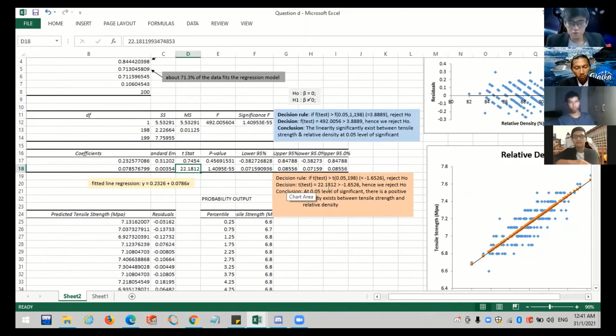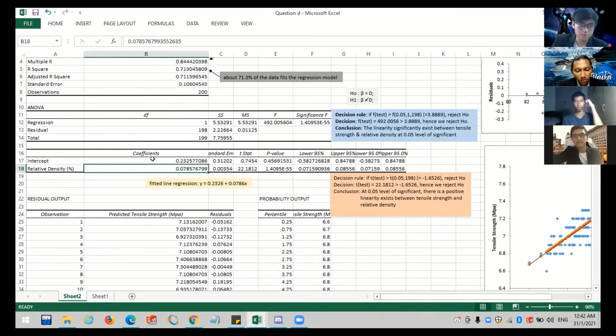The t-test is 22.1812. So you can see obviously the value is larger than negative 1.6526. Hence, we have to reject H0. So the conclusion that we can make from this decision is that at the 0.05 level of significance, there is a positive linearity between tensile strength and relative density.